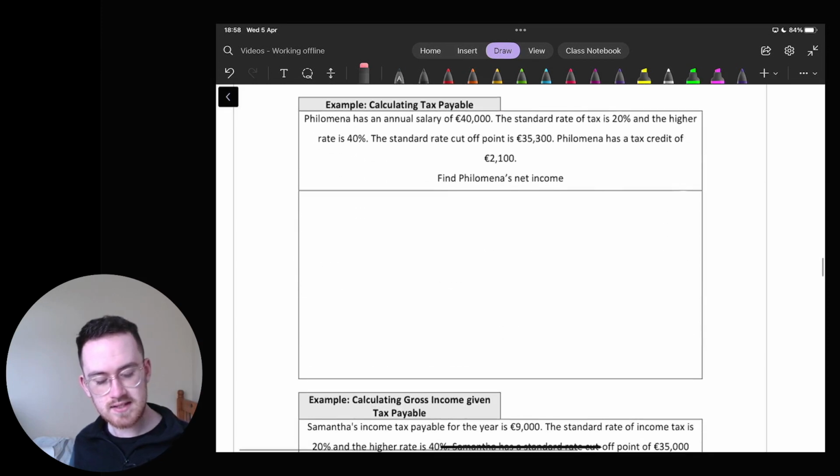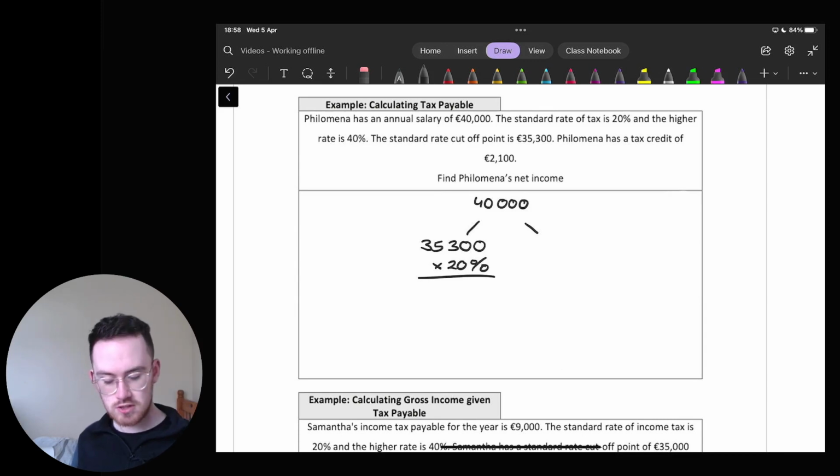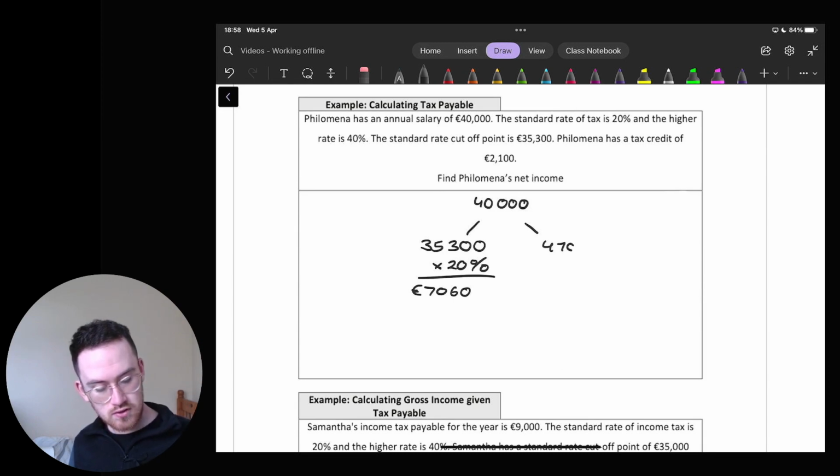So Philomena has a salary of 40,000. And the standard rate is 20%, high rate's 40%. Standard rate cutoff point is 35,300. So that means that 35,300 is the amount of money she will pay the standard rate of tax on, which is the 20%. So her standard amount of tax would be 7,060. Anything else, any extra part of her income above that amount, would be at the higher rate. And for her, that's 4,700 at 40%.